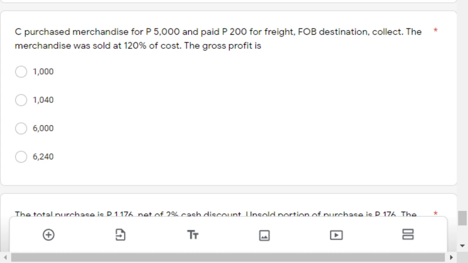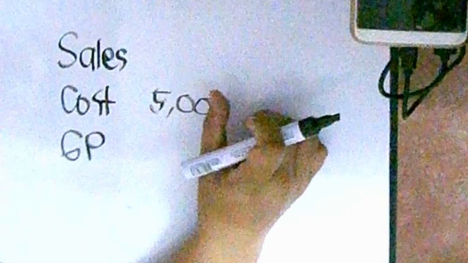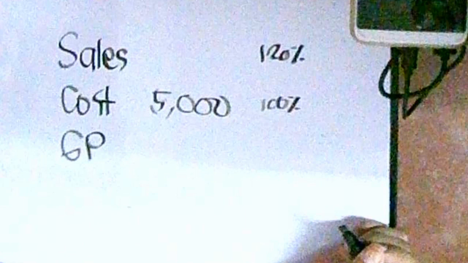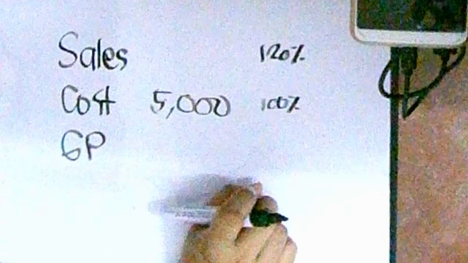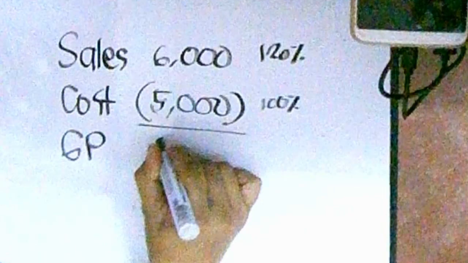And then sabi sa problem, yung sales natin is 120% ng cost. So, ibig sabihin, ito yung 100%, ito yung 120%. Ganyan siya. So, 5,000 times 120%, that is 5,000 times 1.2. So, ang sagot dyan is 6,000. Ibig sabihin, yung gross profit natin is 1,000 pesos.